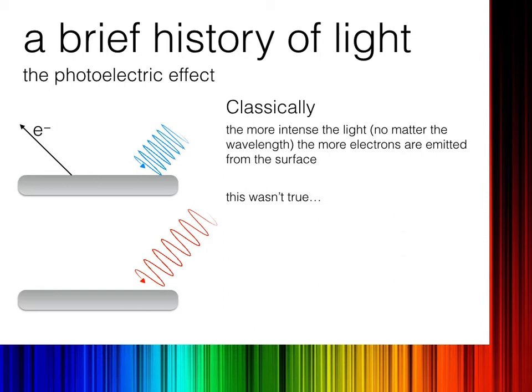Classically, the more intense the light, no matter the wavelength, the more electrons are emitted. So bright red light should emit more electrons than low intensity, weak blue light. This wasn't true. The intensity of the light would kick out more electrons the more intense it was, but some wavelengths of light, no matter how intense they were, just wouldn't kick out electrons from the surface of a metal.